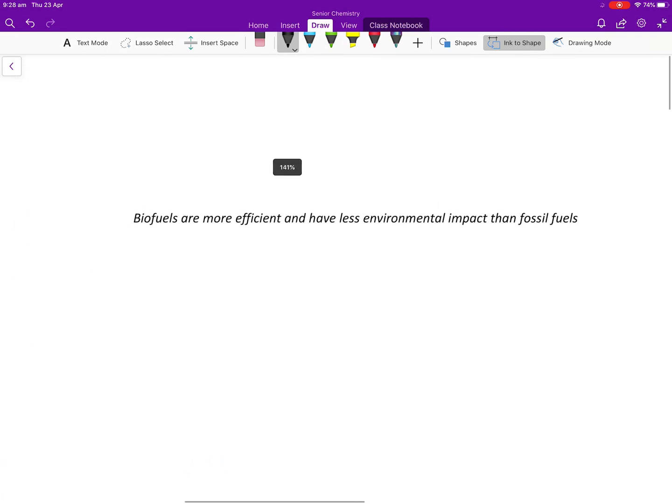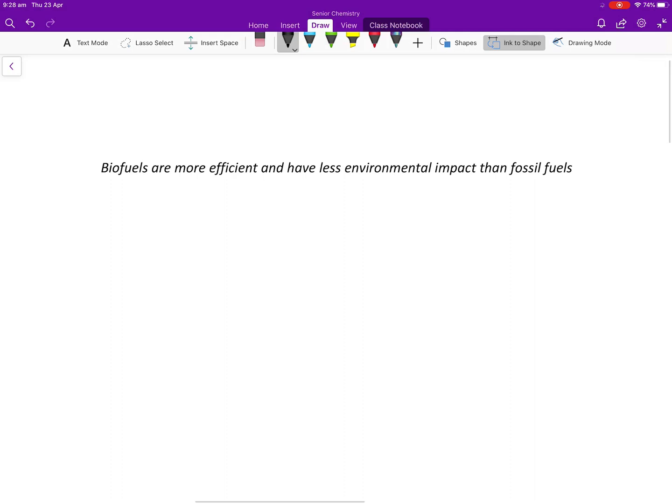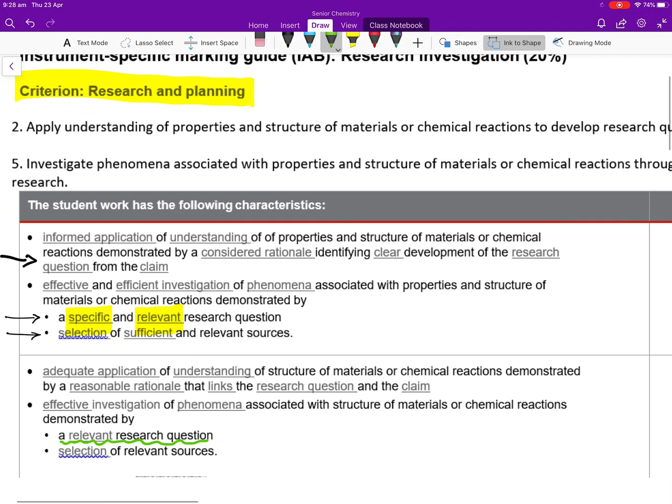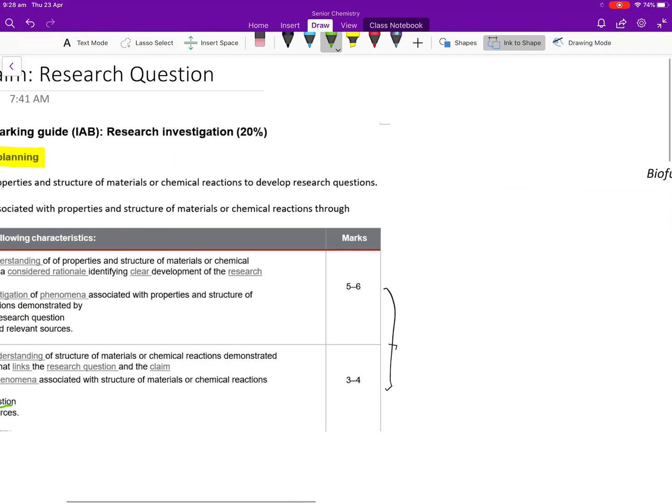So here's an example of a claim. Biofuels are more efficient and have less environmental impact than fossil fuels. Okay, so if we have a look at this claim, it's a fairly general claim. And what we need to do is try and construct a relevant and specific research question from this claim.